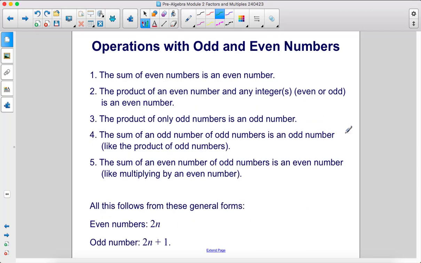So, in summary, the sum of even numbers is an even number. The product of an even number and any integer, even or odd, is an even number. The product of only odd numbers is an odd number. The sum of an odd number of odd numbers is an odd number. And the sum of an even number of odd numbers is an even number. All this follows from these general forms. Even numbers are 2n, odd numbers are 2n plus 1.